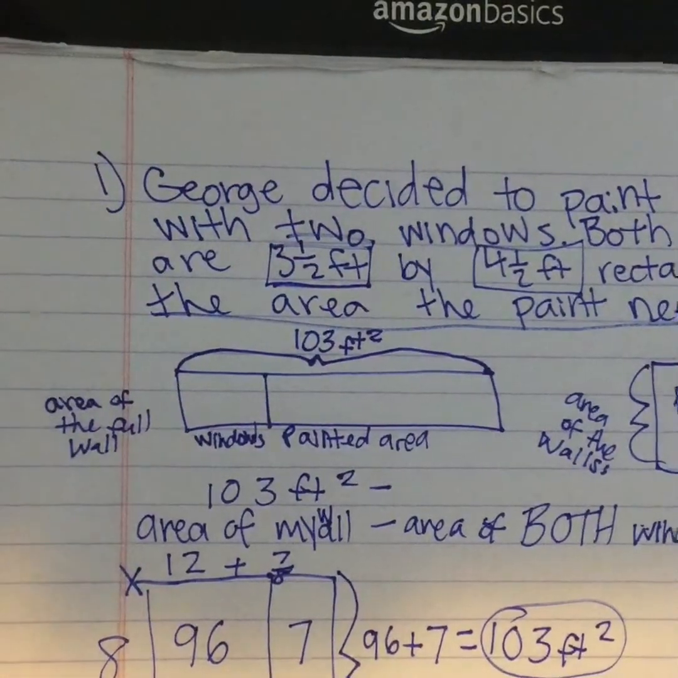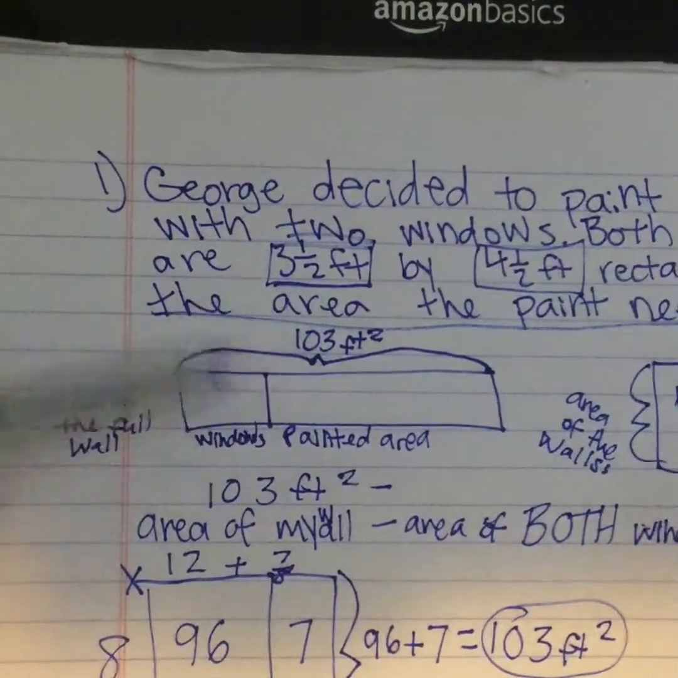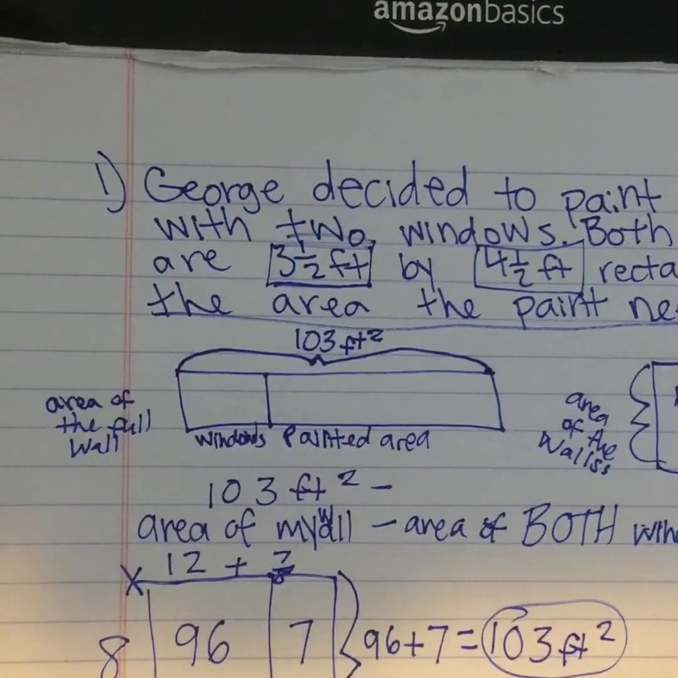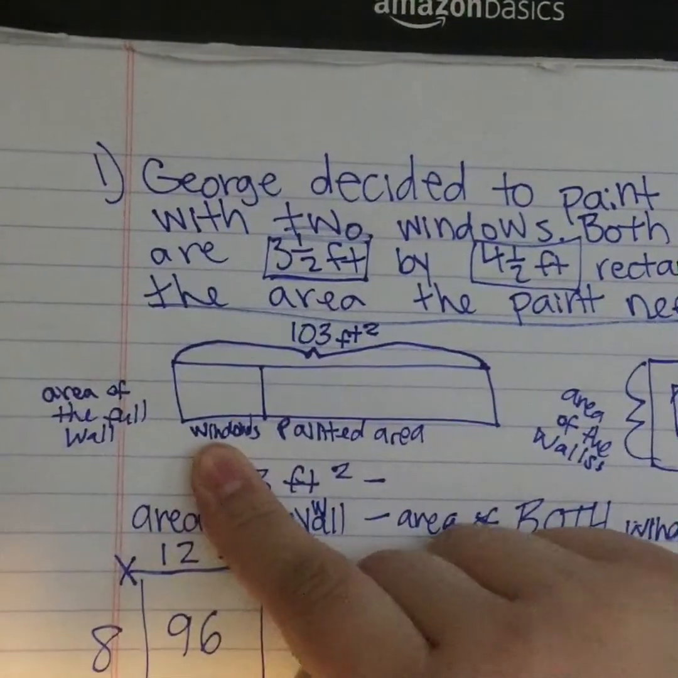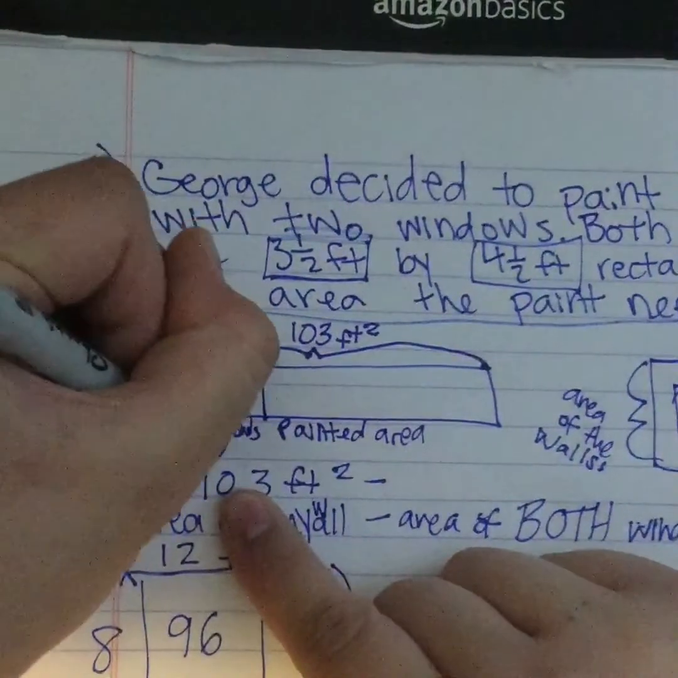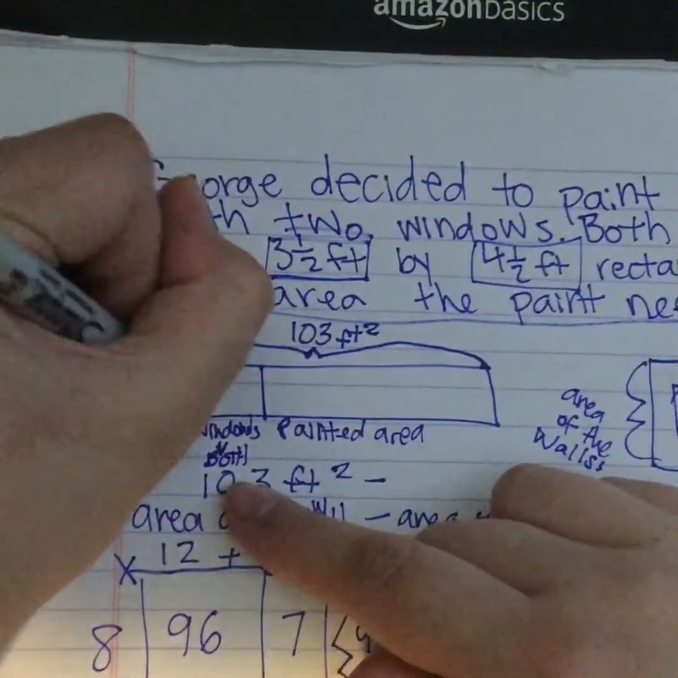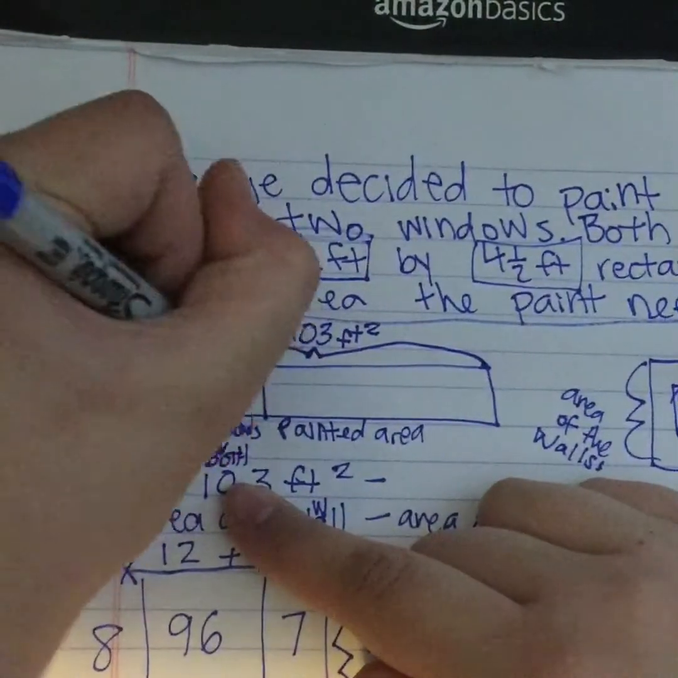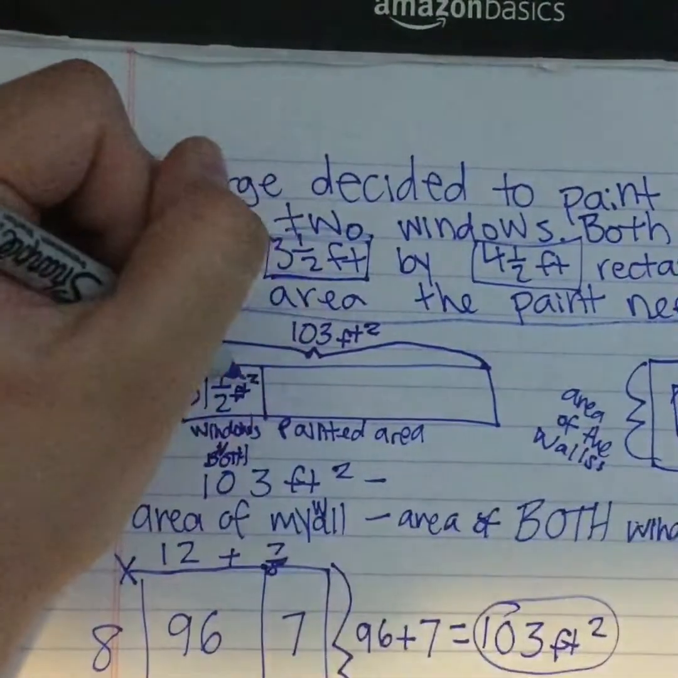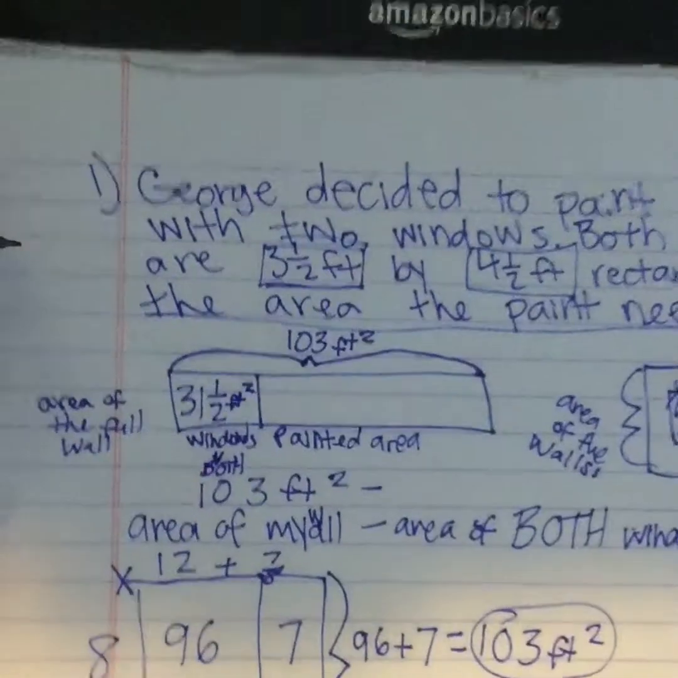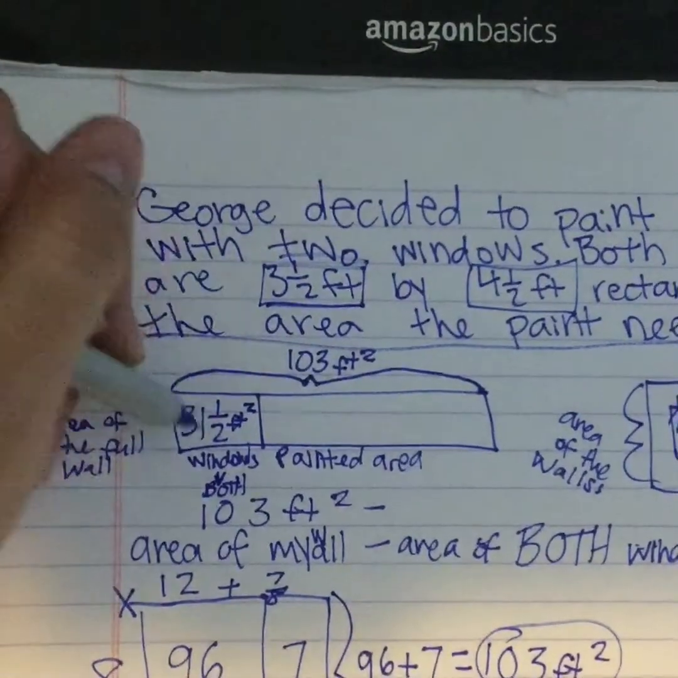If I go back up to my tape diagram, my beautiful, wonderful, lovely tape diagram, I notice I have a spot for both windows. I'm gonna put both there just so I remember. Both windows. Okay, so that's 31.5 feet squared. Now you really didn't have to reduce this. You could have kept this as 31 and 2/4 and you would have been just fine.